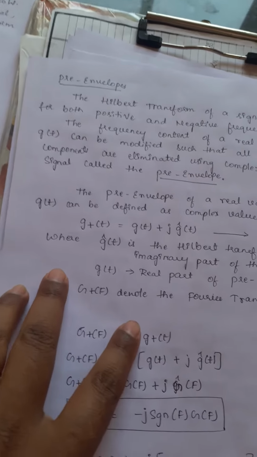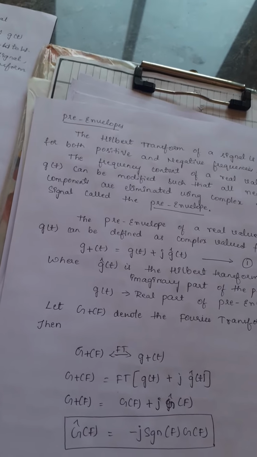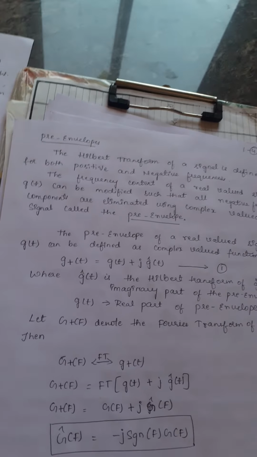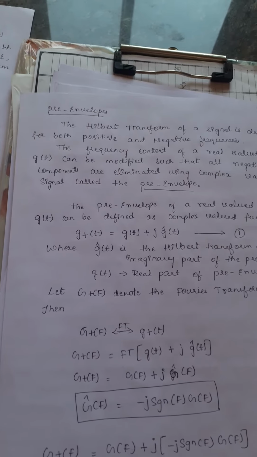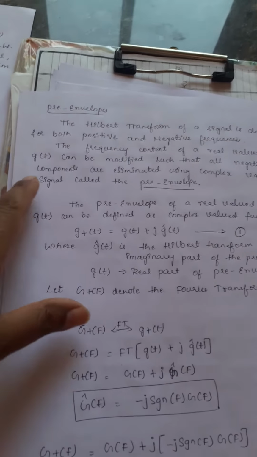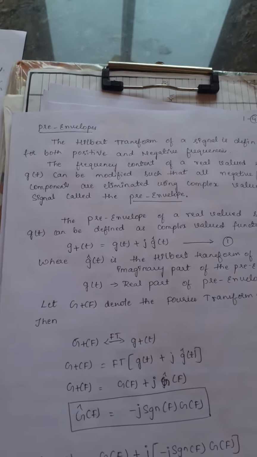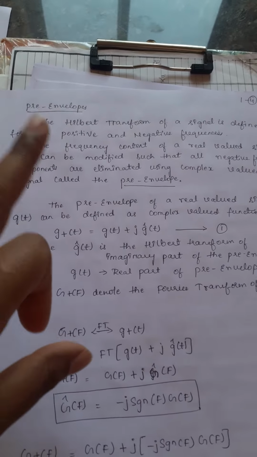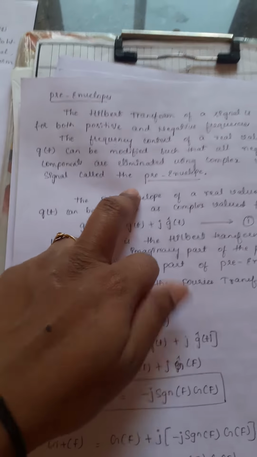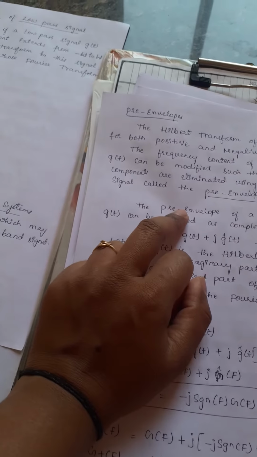Consider the pre-envelope here. As we know, the Hilbert transform of a signal is defined for both positive frequencies as well as negative frequencies. The frequency content of a real valued signal g of t can be modified such that the negative components are eliminated using the complex valued signal called the pre-envelope, wherein the negative frequency components are eliminated.